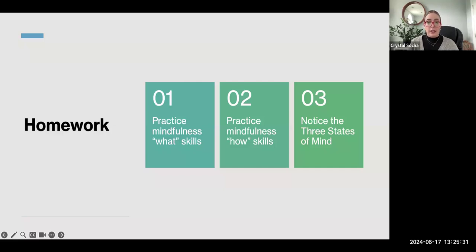Or notice the 3 states of mind. Notice when you're coming from a place of emotion mind or reasonable mind, or are you accessing your wise mind, that gut intuition that you have within yourself? It's so important to practice these skills before we're educating the people that we serve so that we can really have a thorough understanding of what this looks like.